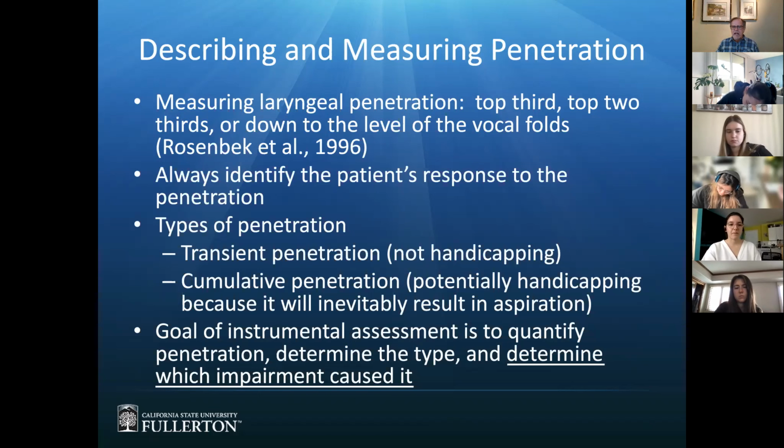We'll talk later about exactly what that means and what the interpretation of it is, but suffice it to say, you'll see that a lot, that patients do show what appears to be penetration, but it never accumulates or does anything. It never gets down to the lungs. It's non-handicapping. Cumulative penetration, on the other hand, is potentially handicapping because if you keep swallowing the same thing, let us say on the first swallow it goes top third, second swallow top 2/3, third swallow down to the vocal folds, fourth swallow it's going to go below the vocal folds, and there you have the aspiration. So it's potentially handicapping because it will inevitably result in aspiration.